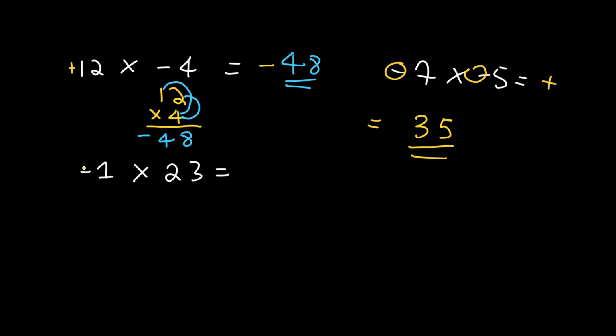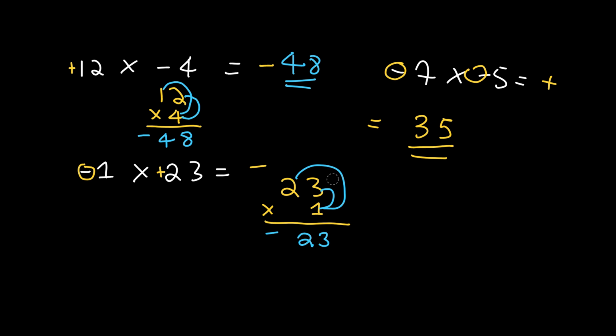Now let's predict the answer. What is a negative and a positive? A negative and a positive will give you negative. Now, if we set up this problem like this, 23 times 1, and we already predicted our answer, which will be negative. 1 times 3 is 3. 1 times 2 is 2. So our final answer is negative 23. Now, whenever you multiply a number by 1, we'll always get the same number.